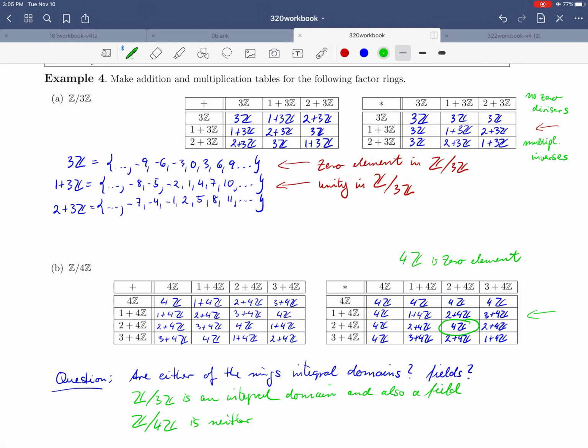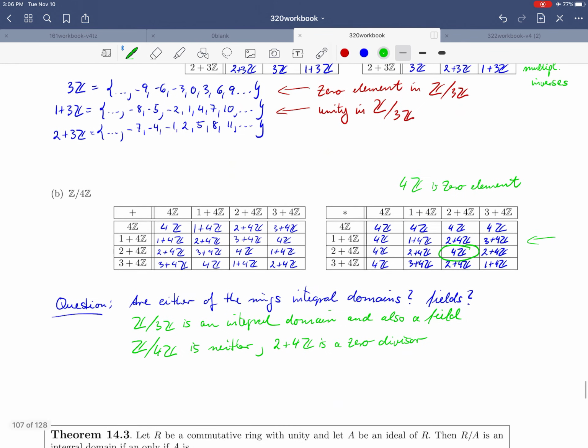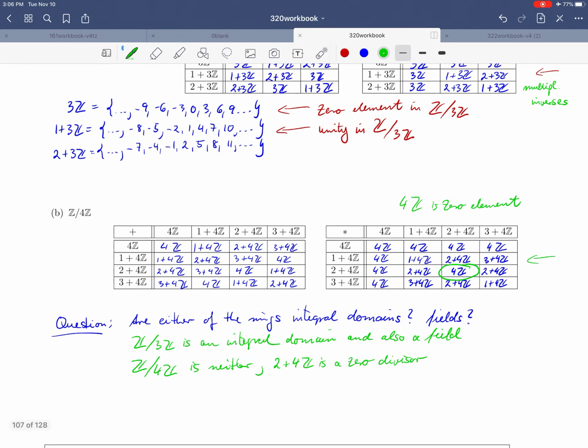So this is neither, because 2 plus 4Z is a zero divisor. So what's the difference between the two? Well, 3Z was a maximal ideal, and it's also a prime ideal. And 4Z is not. It's not prime, it's not maximal. And those are the two things that make a big difference.